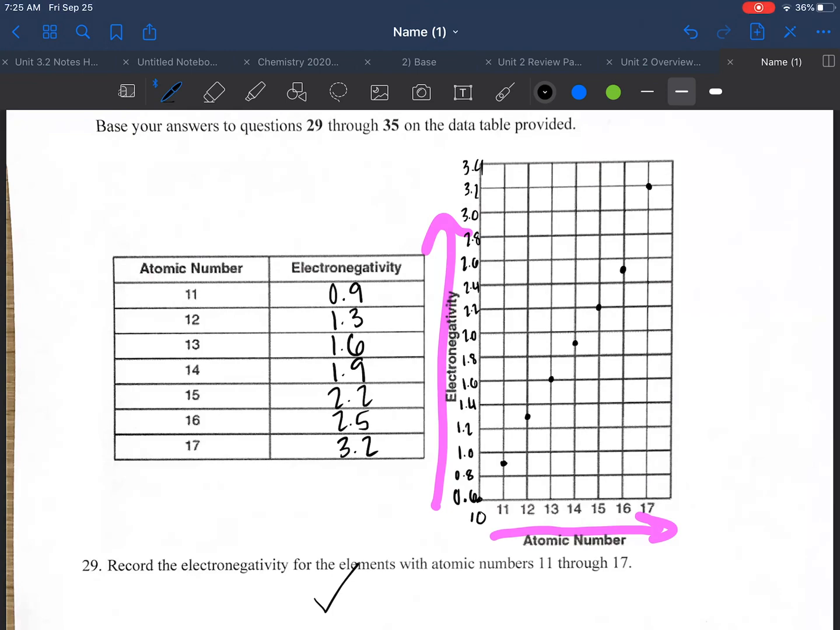And then using the reference table, what's the electronegativity for atomic number 10? Well, there's not one. And that has to do with because it's a noble gas. So neon, atomic number 10, is a noble gas, and they have a full valence shell. This means that it's not going to go and form bonds and share electrons with other atoms because it doesn't need to. So we don't measure the electronegativity for noble gases.